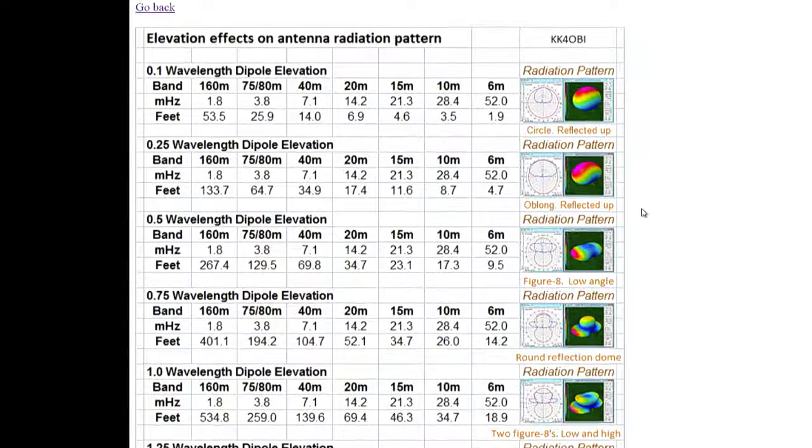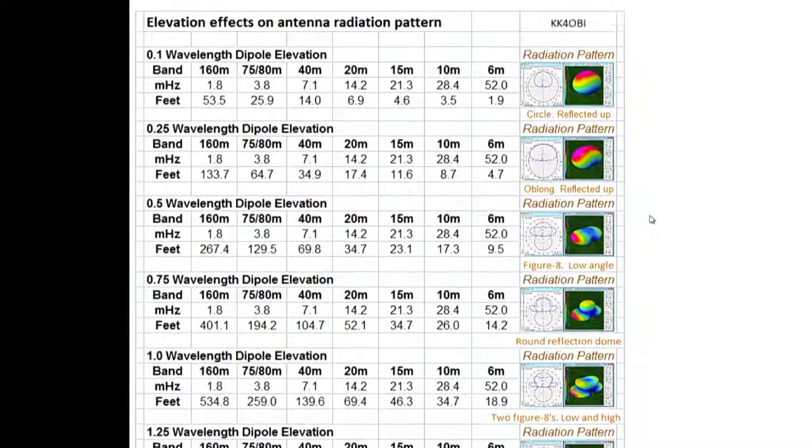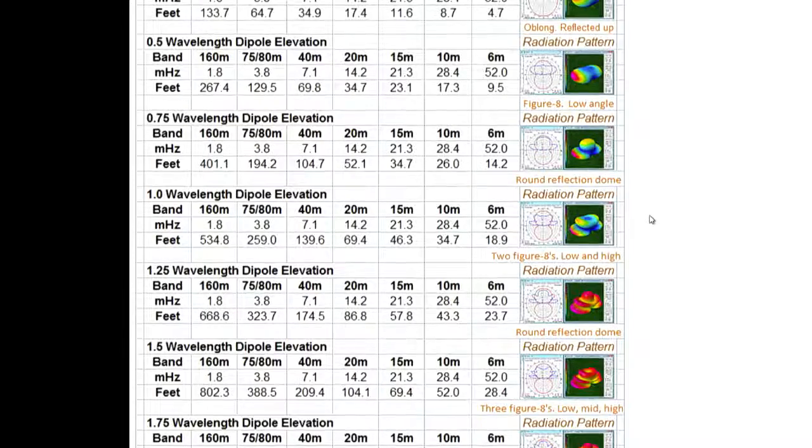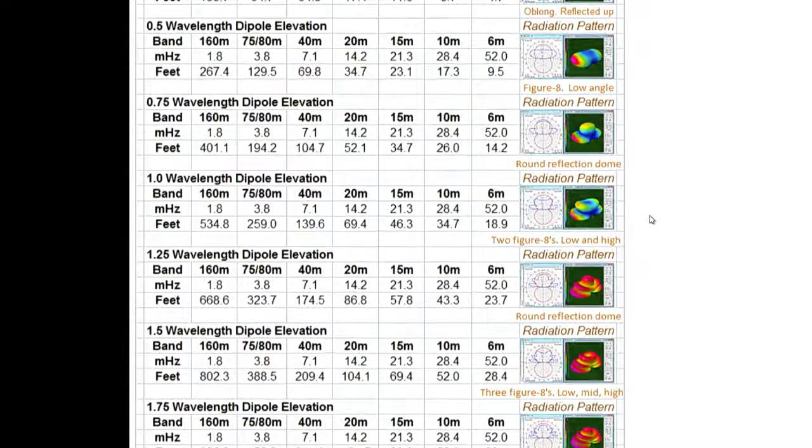And when you look down the right side there, you see that same pattern we were just looking at. But when you're only a tenth of a wavelength off of the ground, you basically have, I don't know, what would you call that? A cloud ball? I don't know what you call that, but most of the radiation is going up, right? And when you get up to a quarter wavelength, it's starting to go out. When you get up to a half wavelength, voila, there you go.